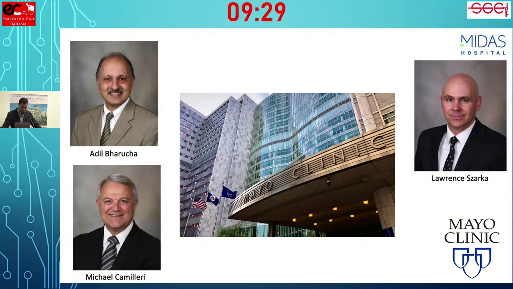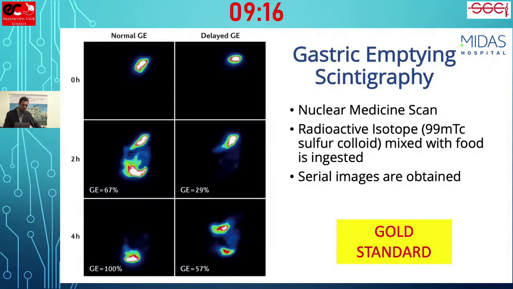Adil Barucha at the Mayo Clinic, and they have literally published half the world's data on gastroparesis. So I had the pleasure of working with them and learning all about gastroparesis with these individuals. As we evaluate these patients, the gold standard is gastric emptying scintigraphy. This is a nuclear medicine scan which involves using a radioactive isotope which is mixed with food and ingested, and then serial images are obtained over the next 4 hours.